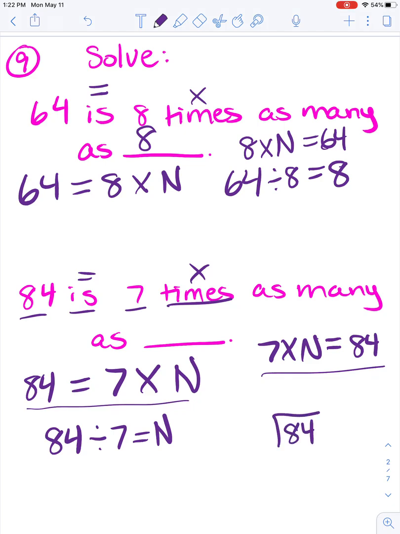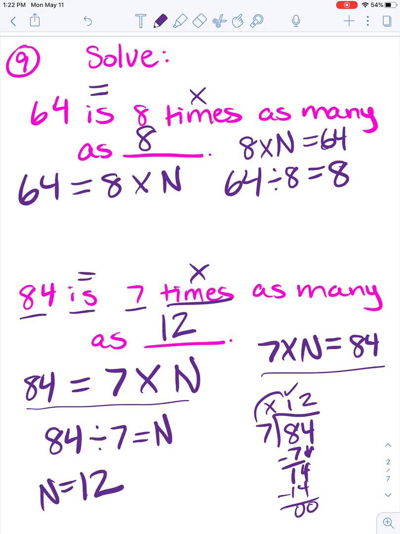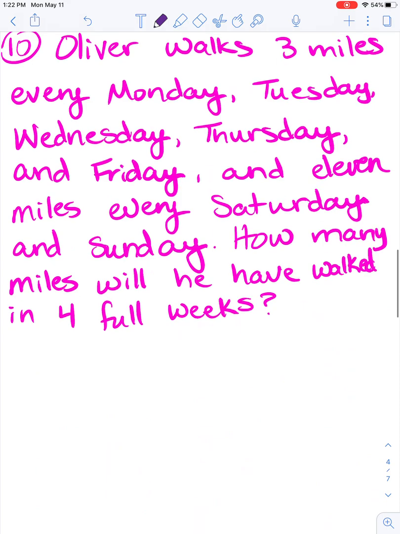Not sure if our song goes up that high, so let's go ahead and do division. 84 divided by 7 goes in 1 time. I subtract, I get 1. 1 is less than 7. I bring it down. If I bring it down, we must repeat. 7 goes into 14 2 times. 7 times 2 is 14. And it went in evenly. So my n equals 12.